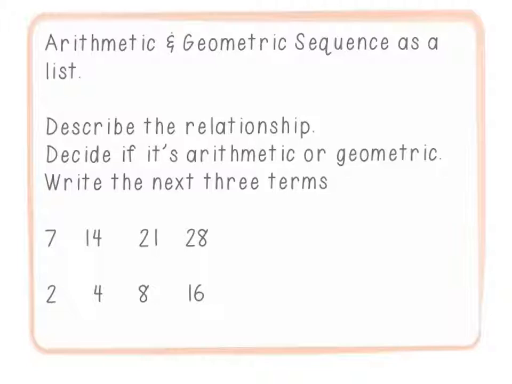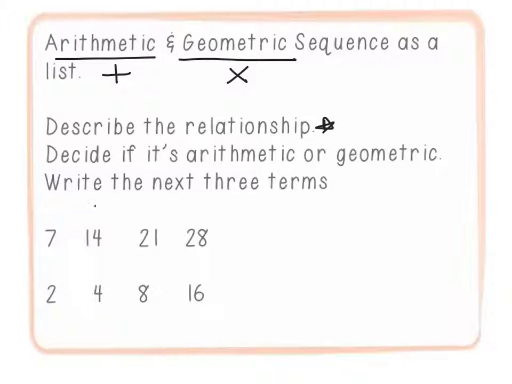So for this lesson, you're going to be given a list of numbers, and you need to figure out what the pattern is. The pattern could either be an arithmetic pattern, and like we said, that's adding, or it could be a geometric pattern, which is multiply. Or sometimes it can be both. But first we'll just start off with one or the other. So the first thing you need to do is describe the relationship.